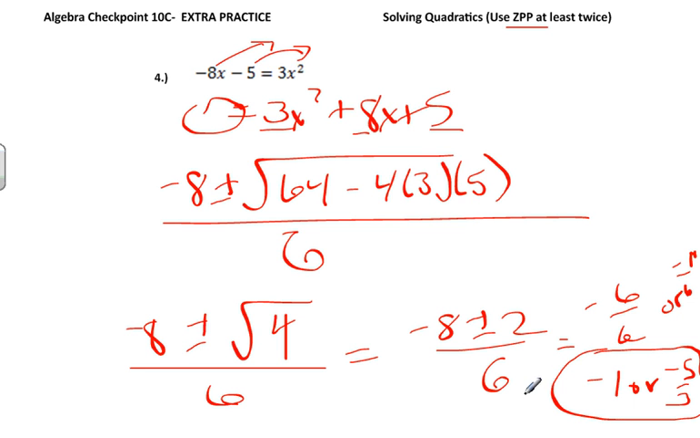And that's good. And because this comes out so nicely, we would have been able to factor this. But either way. All right, good luck.